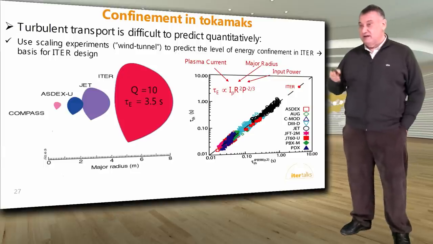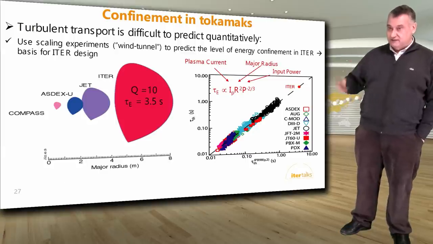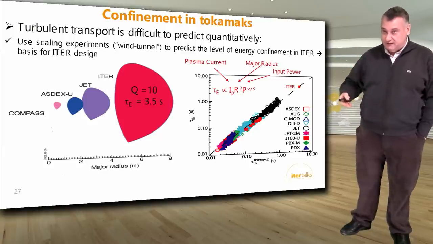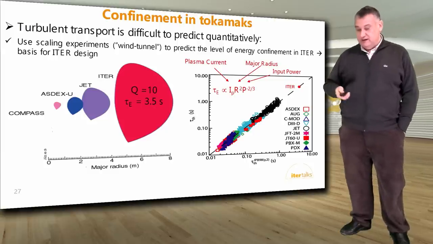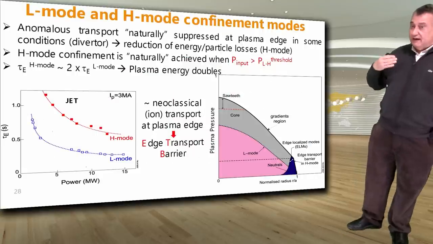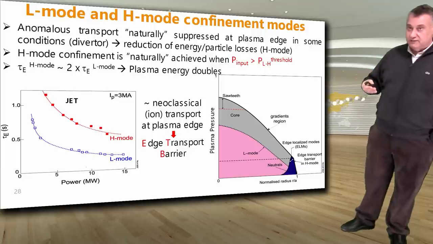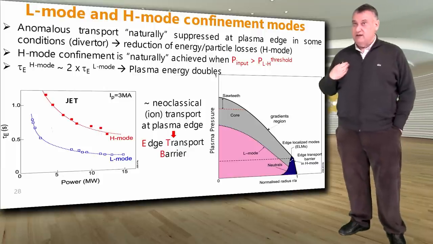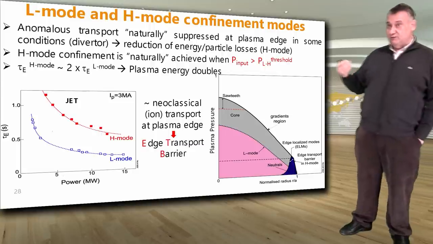For reference, the ITER scaling 98 law predicts that the plasmas in ITER will be able to keep the energy for 3.5 seconds. And this is the basis for the design for the production of 500 megawatts of fusion power with a gain of 10, which is shown there. Now, there are, in principle, two basic confinement modes of this turbulent transport in tokamaks and also in other confinement devices. They are called L-mode and H-mode confinement.